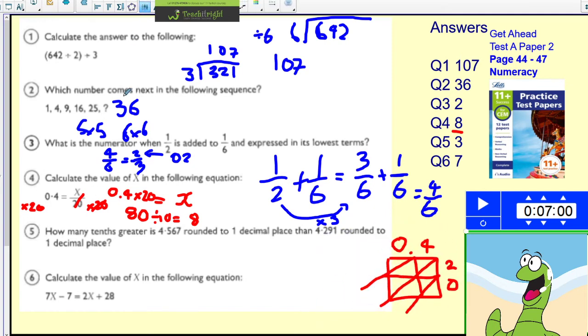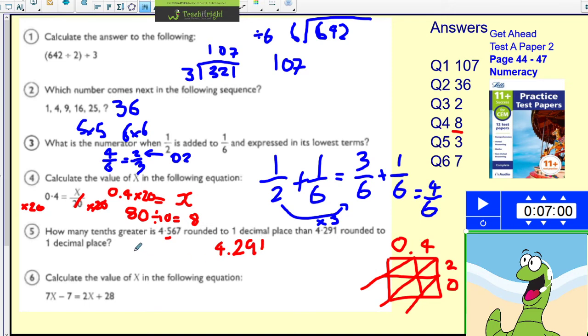Right, how many tenths greater? So that's my tenths column, let's just underline that. Is 4.567 rounded to 1 decimal place than 4.29 rounded to 1 decimal place.